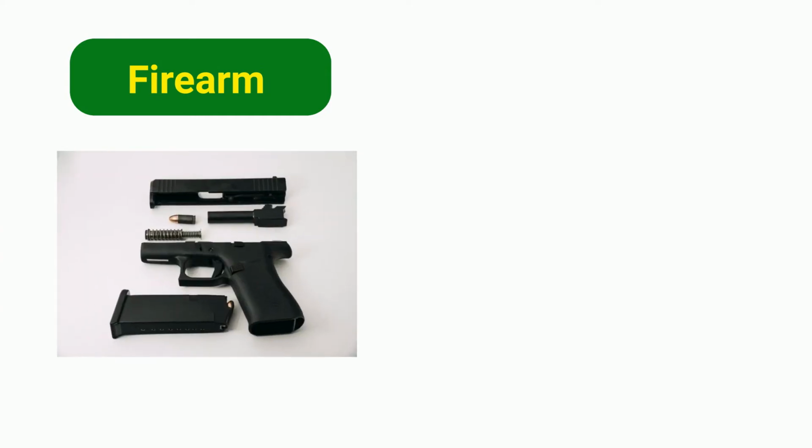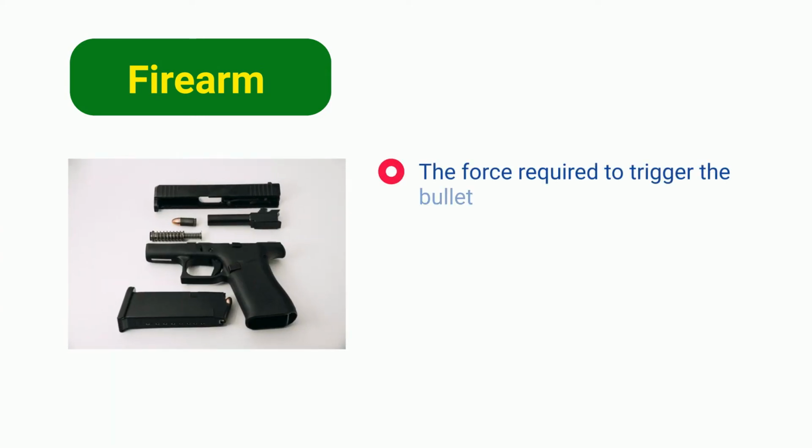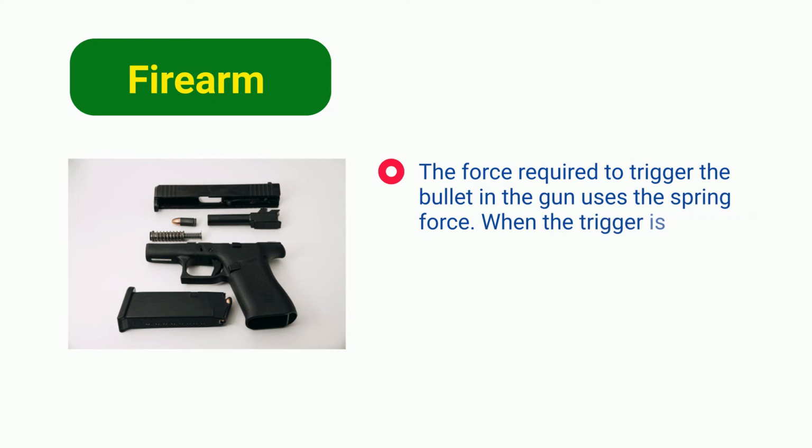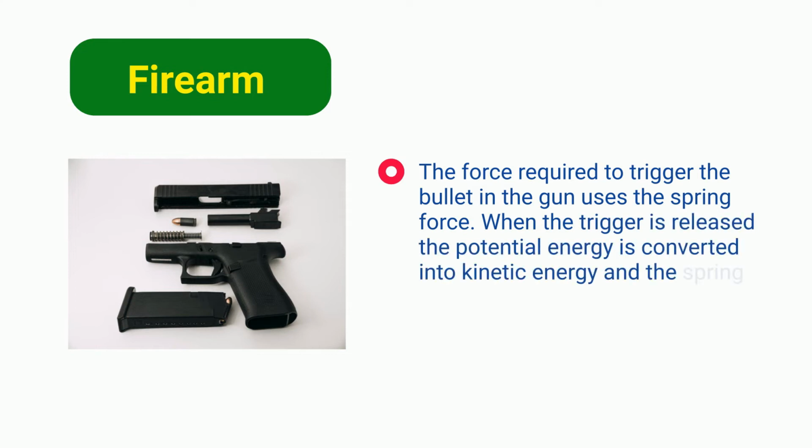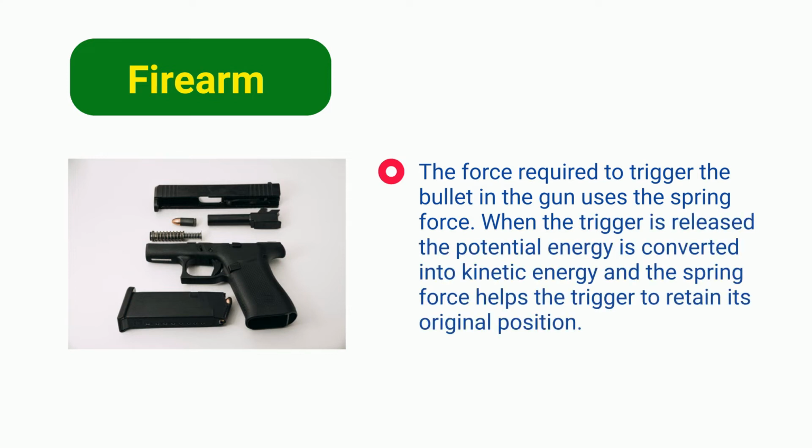Firearm. The force required to trigger the bullet in the gun uses spring force. When the trigger is released, the potential energy is converted into kinetic energy, and the spring force helps the trigger to retain its original position.